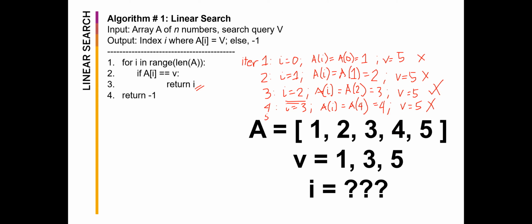And for the fifth iteration, I is equal to 4. A[I] is equal to A[4], which is 5. V equals 5. Now they're the same. So what does the algorithm output? What does it return? Based on our algorithm, what should the program return?